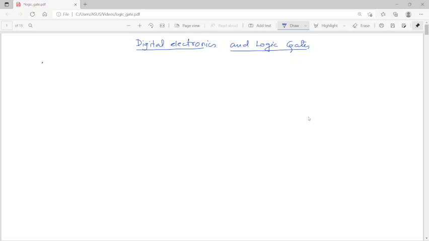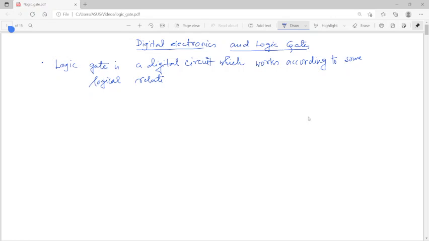So, what are logic gates? A logic gate is a digital circuit which works according to some logical relationship between input and output voltages.